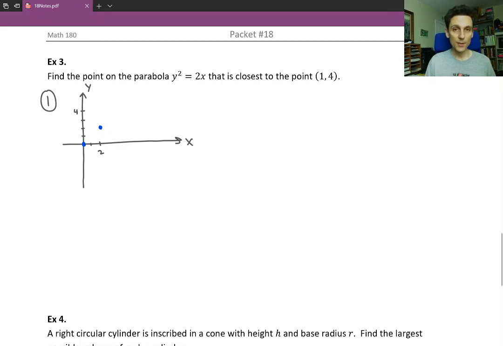Now we know that this is going to be a left-right opening parabola because, again, x equals y squared, this kind of form. So the parabola is going to open up to the right. We're just drawing a sketch of this parabola.